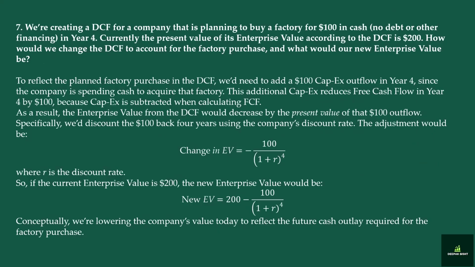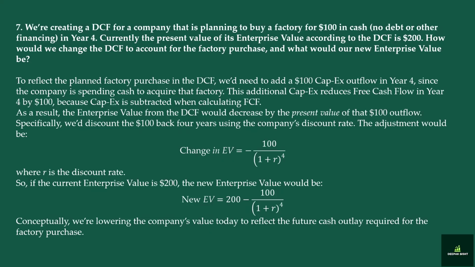All right, so let's move to the final question, question number 7 of the discounted cash flow advanced series. We are creating a DCF for a company that is planning to buy a factory for $1,000 in cash, no debt or other financing, in year 4. Currently, the present value of its enterprise value according to the DCF is 200,000. How would you change the DCF to account for the factory purchase, and what would our new enterprise value be?